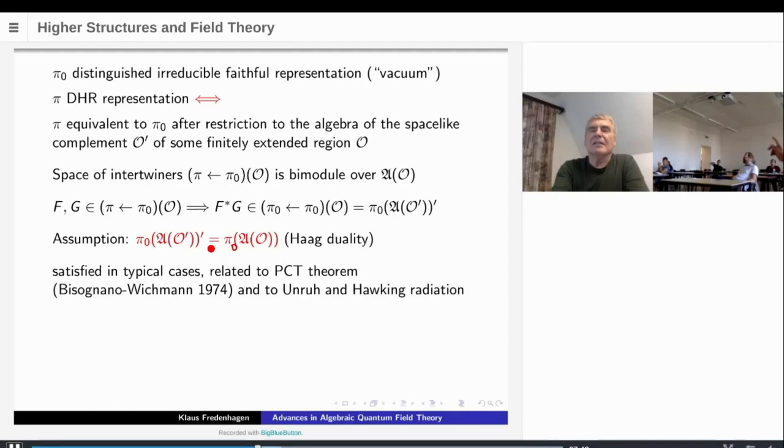Okay, thank you. There's another question here. So does it mean that whenever you have two spacelike separated regions, one of which is finite, that you get inequivalent vacuum representations? This I don't understand. I will try something. Let's see whether it works. Okay, thank you.